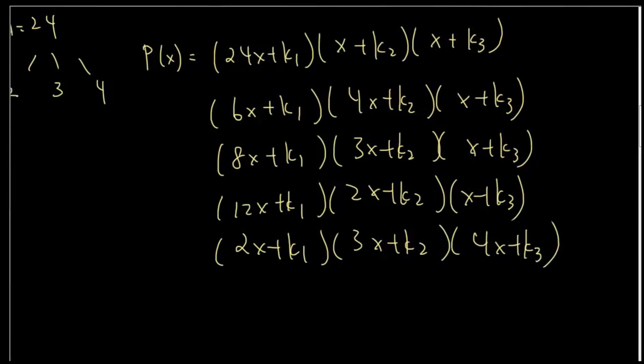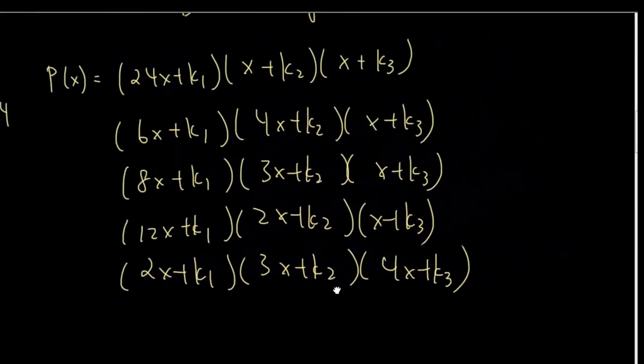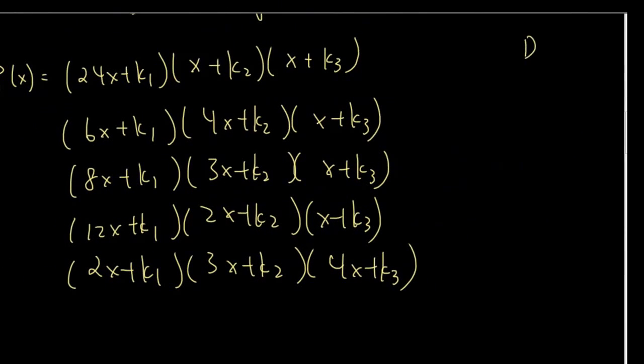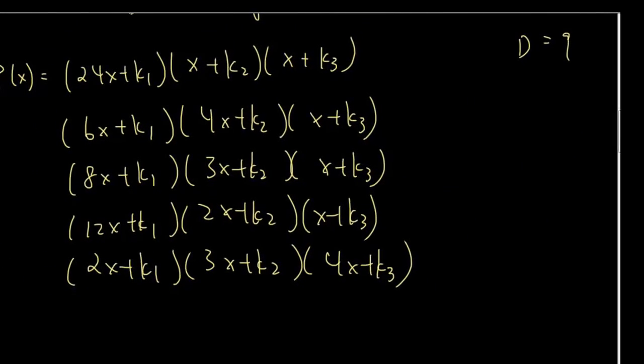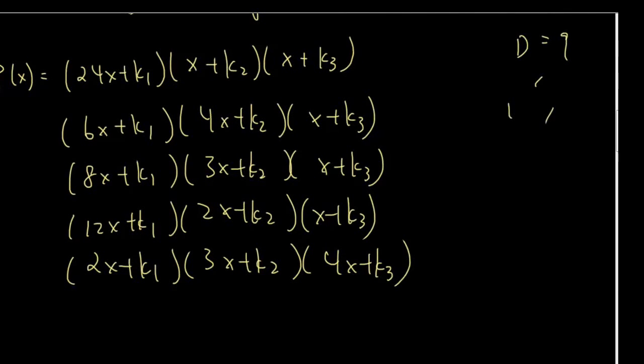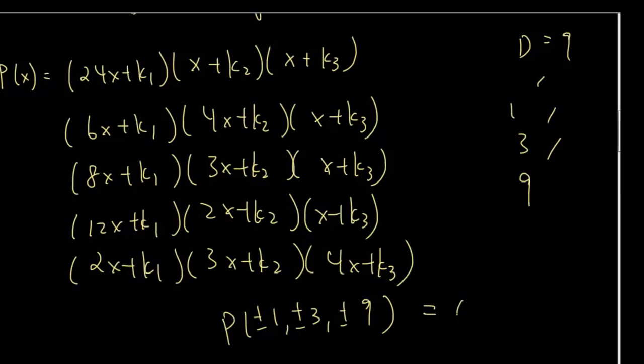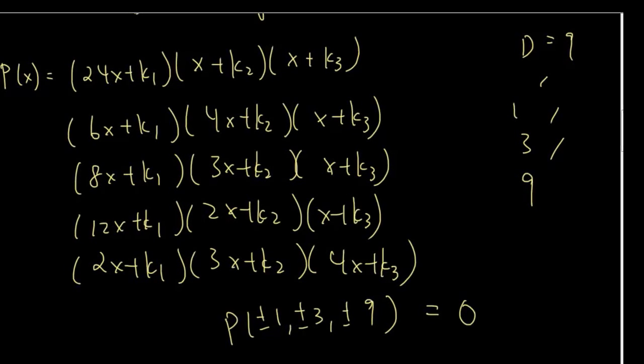Now normally what you need to do is ask, what is my value of d? My d is equal to 9. So what are the factors of 9? I have 1, 3, and 9. So normally what you need to do is simply put in plus or minus 1, plus or minus 3, or plus or minus 9, and expect that one of them will give you a 0. Well, in this case it doesn't.